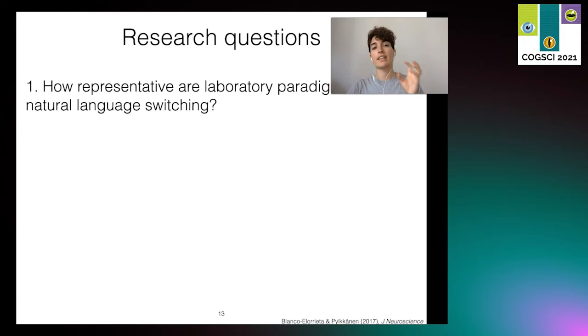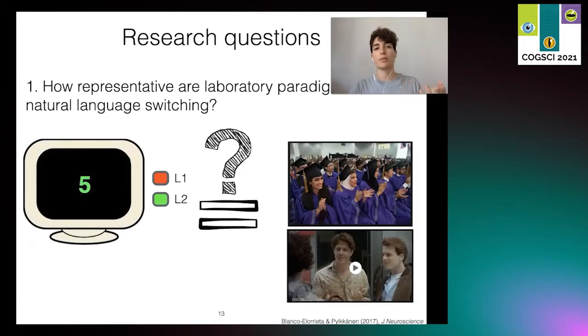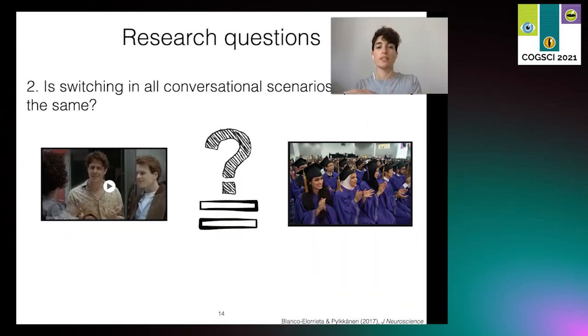So having identified these scenarios allowed me to test my first question, which is whether these color-cued paradigms that people have drawn conclusions from were really capturing what goes on in the real world. And secondly, it also allowed me to answer whether switching in all conversational scenarios is the same. Or in other words, is there something fundamental about switching languages that remains constant regardless of the circumstances surrounding it?